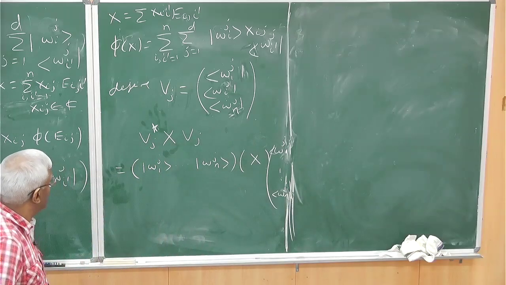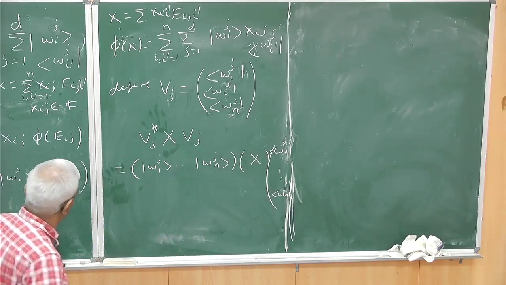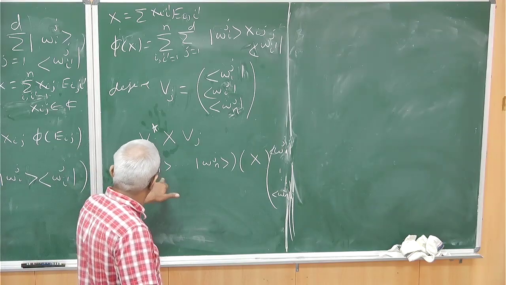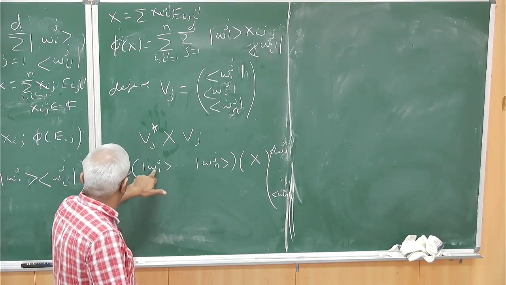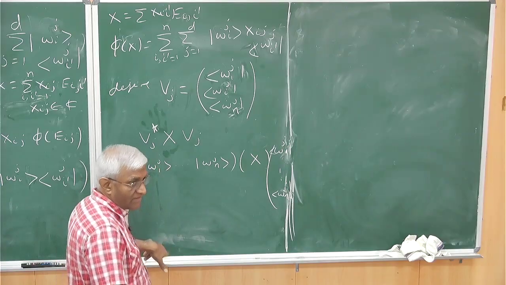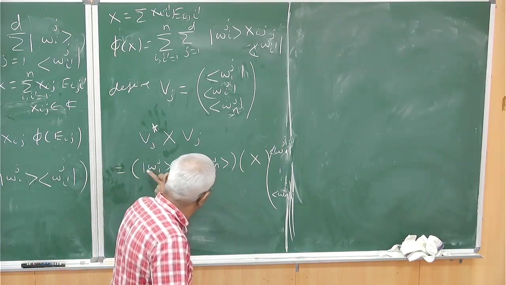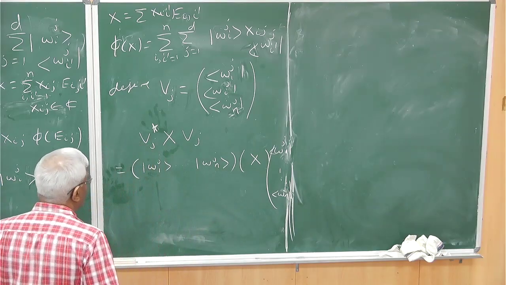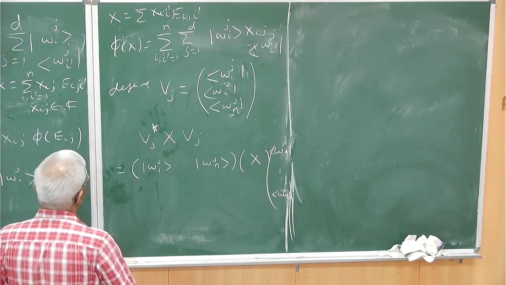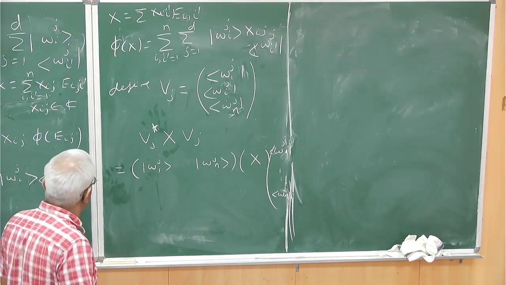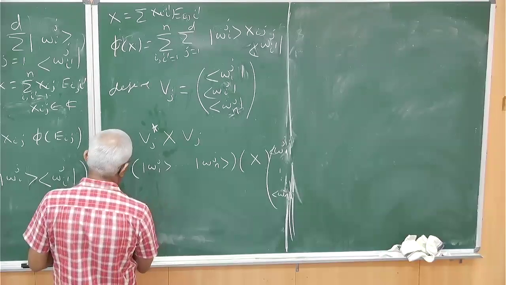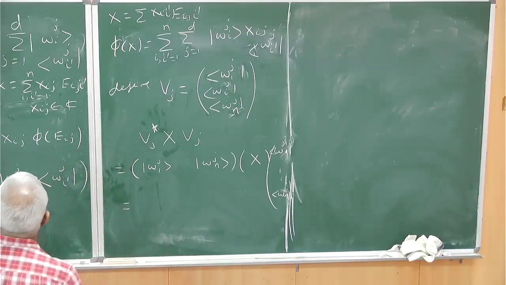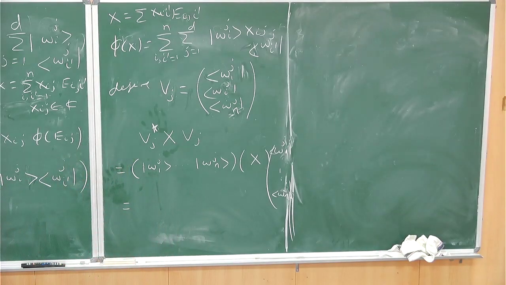That is what Vj star x Vj is. So each one is a column vector. So there are n of them. This is a column vector, and you have just stacked it like this. Now we want to show that this is actually equal to, if you sum it over, what we get. We have already proved that phi of Eij has a form like this.